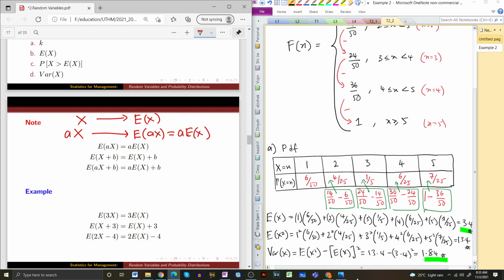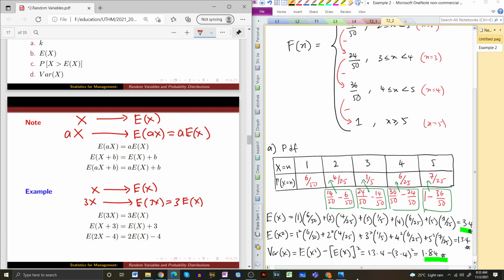Okay, for example, let's say each data value is multiplied by 3. Now what would be the expected value for 3x? That is simply 3 times E(x). You don't need to redo everything again. It is done for you in a much more simplified manner.